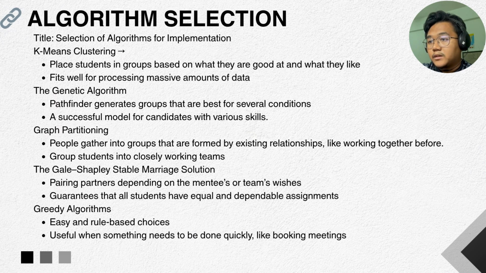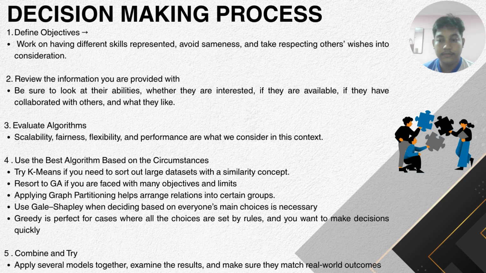Lastly, the greedy algorithm. Easy and rule-based choices. Useful when something needs to be done quickly, like booking a meeting. Decision making process. First, we define our objectives, which is working on having the different skills we presented, avoiding unfair assignments, and taking respect of others' wishes into consideration.